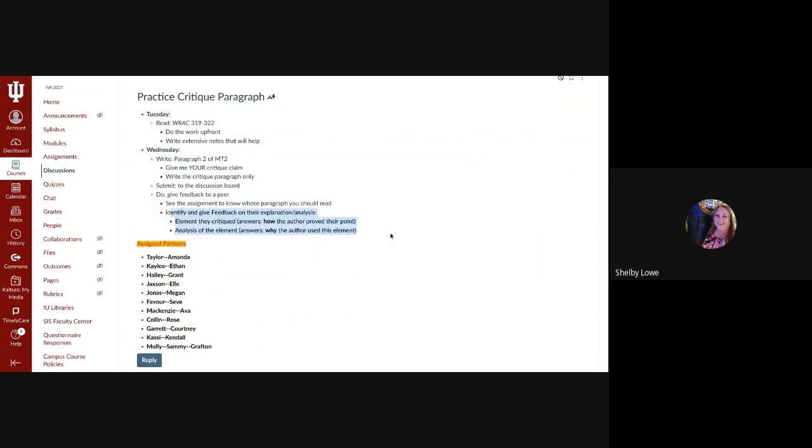Did they hone in on a specific element? And did they look at why the element helped the author prove their point? Okay, so did they give a critique claim? They identified an element. Did they go through and discuss that element, what the element was and how it was done? And then did they discuss why the element was so important to the author proving their point? Okay, so again, there's two parts.